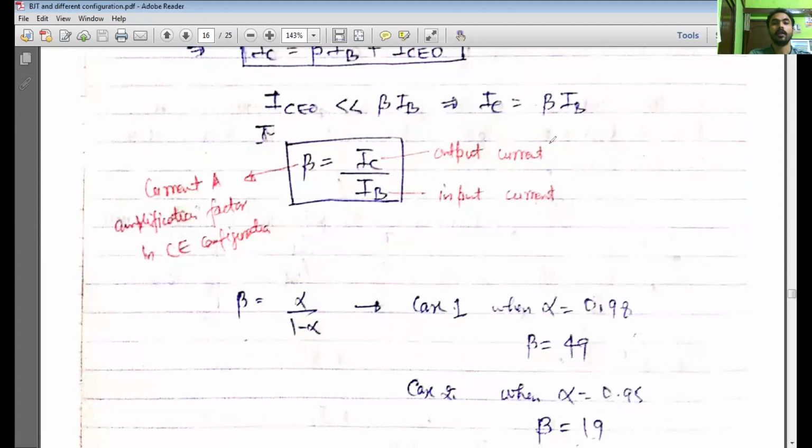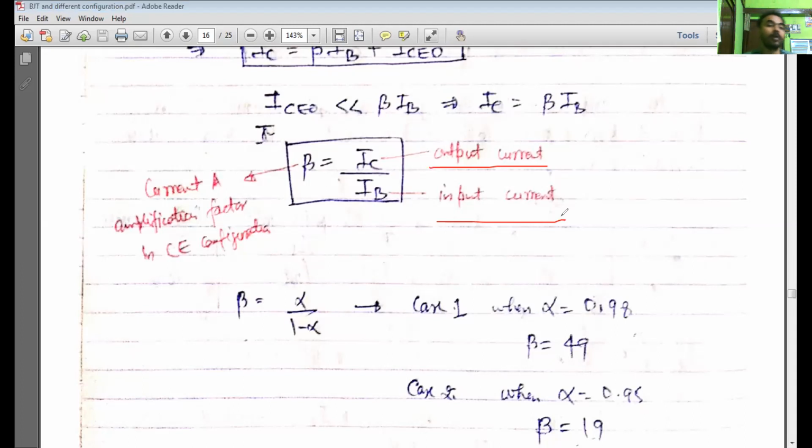If IC is equal to beta IB, then beta can be written as IC by IB. Remember, IC is your output current and IB is your input current. So it's basically output divided by input, a current amplification factor in the common emitter configuration. What was the current amplification factor in the common base? It was alpha. And how much was the alpha value? It was about 0.95 to 0.98.